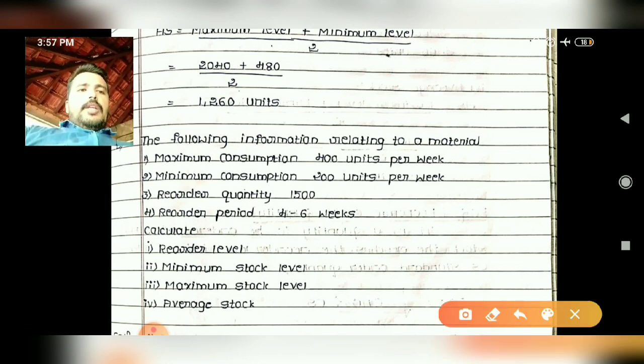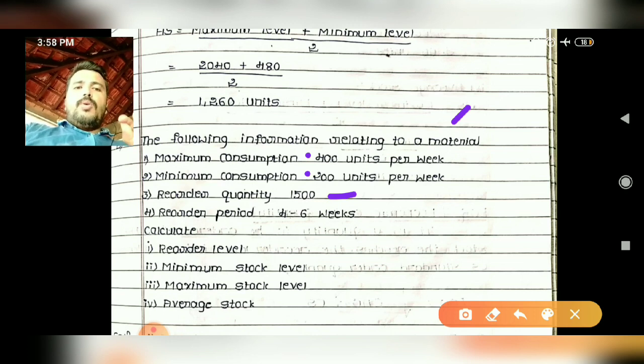The following is the information relating to a material. Maximum consumption is given as 400 units per week. Minimum consumption is given as 200 units per week. Then reordering quantity is given. Reordering quantity means the total quantity of materials that you have to order when your stock level reaches the reorder level. Reorder period is 4 to 6 weeks. 4 is the minimum reorder period and 6 is the maximum reorder period.